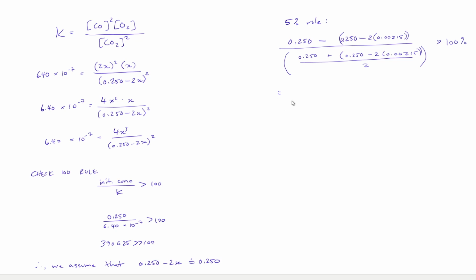And when we go to calculate that, what we find is we get approximately 1.7%, which is less than a 5% difference between the two values. So therefore, the assumption is valid.